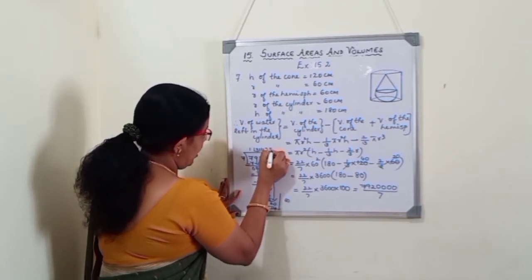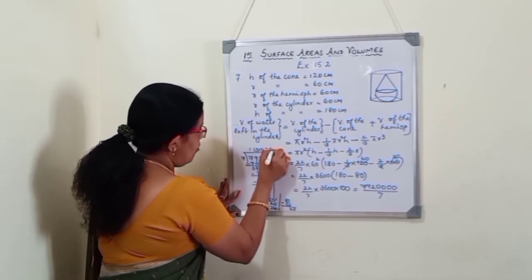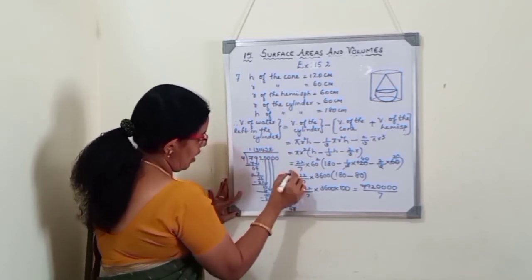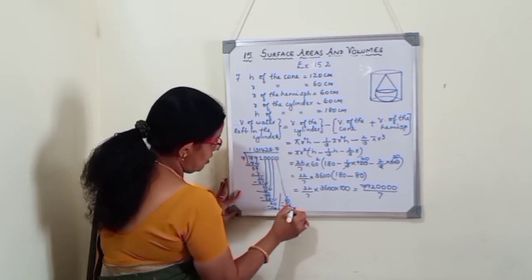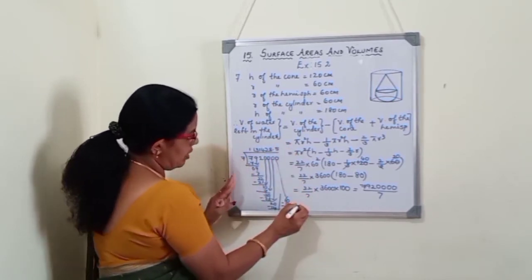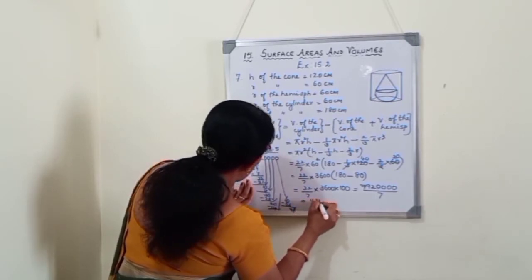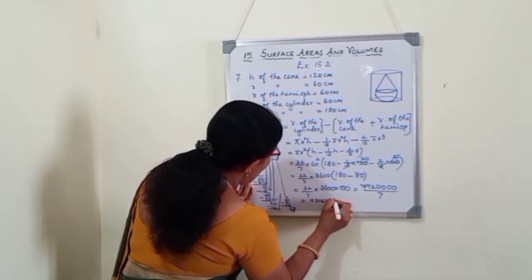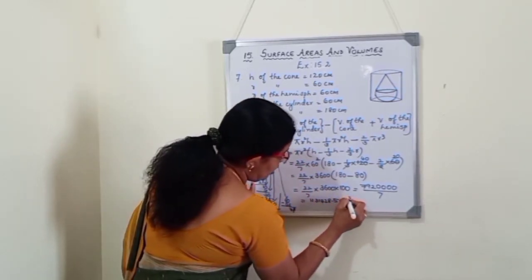Now 8 sevens are 56, remainder 4, 40. Point, we will put 0 newly; we added this last 0 also here. So 7 fives are 35 we will get. It will continue like this. So it is 1131428.5. This is the volume. So the unit is centimeter cube.